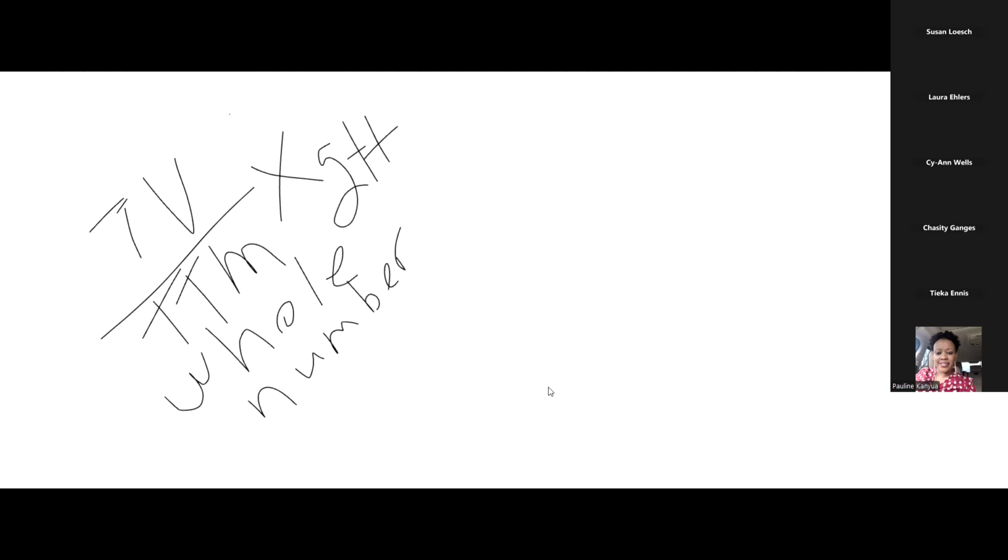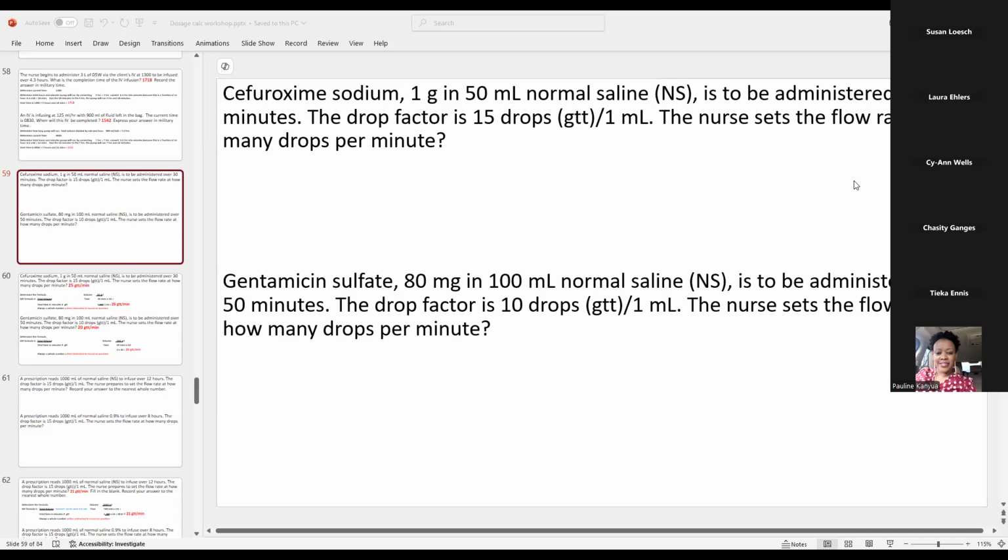And I'm going to go back to the screen in case you guys only wrote down the first question. Okay, so again, what is your formula? Your formula is total volume. So what's your volume here? 100. 100 over your time in minutes, which is 50, and times your drop factor, which is 10. So now you just have to do the math. Let's see if you can do it without me going back to the screen.